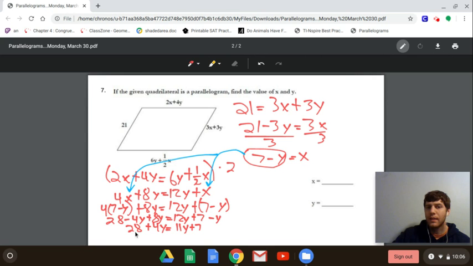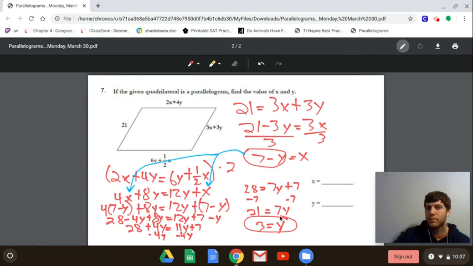Okay. We then have to get all the y's on one side and everything else on the other. So first thing I'm going to do is subtract 4y from both sides. Okay, that's going to leave me with 28 equals 11y minus 4y is 7y. And then we have plus 7. Okay, we can then subtract 7 from both sides. That's going to give us 21 equals 7y. Divide both sides by 7, and you're going to get y equals 3.